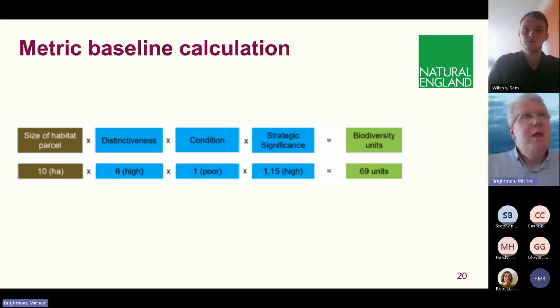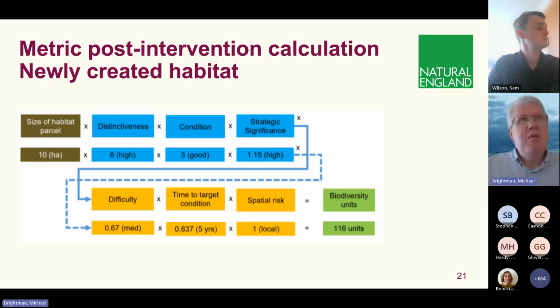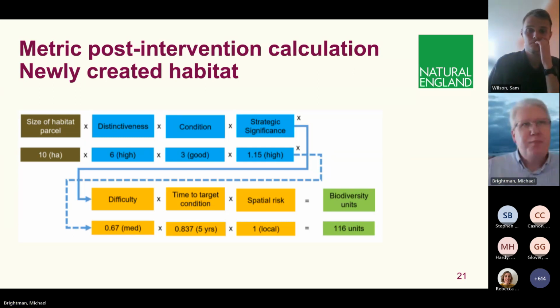So this is how the metric does its baseline calculation, with a score for each of those elements. It takes the size of the habitat parcel in hectares, multiplies that by a score for distinctiveness, multiplies that by a score for condition, and then by a score for strategic significance. In the post-intervention calculation, we have the original factors, which we then multiply by a difficulty to create, the time to target condition, and a spatial risk.